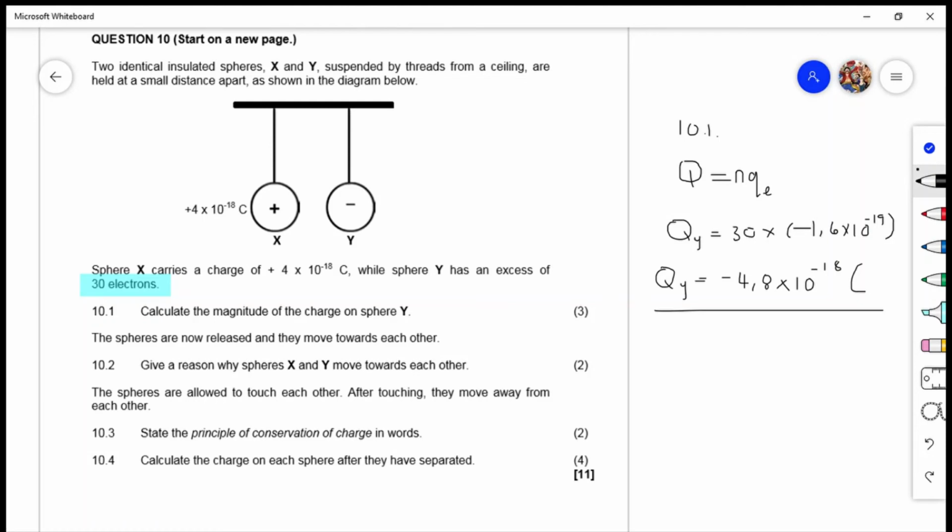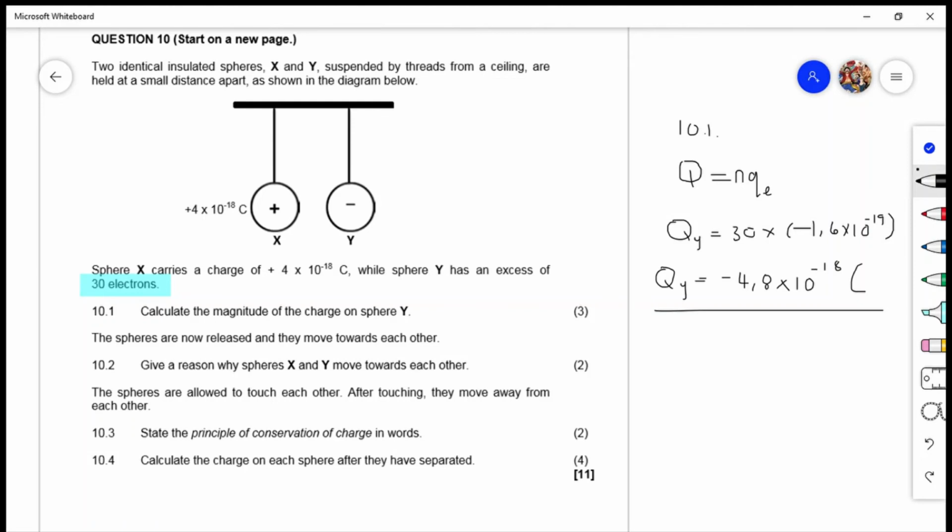Our next question, question 10.2, the spheres are now released and they move towards each other. Give a reason why spheres X and Y move towards each other. So because X is positively charged and Y is negatively charged, unlike charges attract one another, and that is why the spheres will move towards each other instead of moving away from each other, instead of repelling one another. So to answer the question, you just say that unlike charges attract one another. Because X is positively charged and Y is negatively charged, the two spheres will come together.